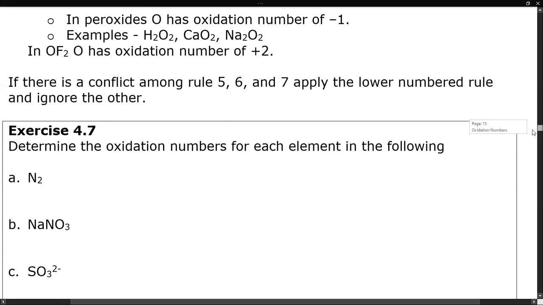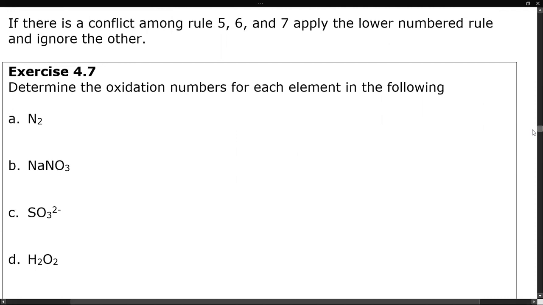If there's a conflict, as in the exceptions, you're going to apply the lower numbered rule among rules 5, 6, and 7, and ignore the conflicting rule. So we're going to determine the oxidation numbers of each of these elements or compounds and see what their oxidation numbers are in each case. And there are a couple of exceptions in there.